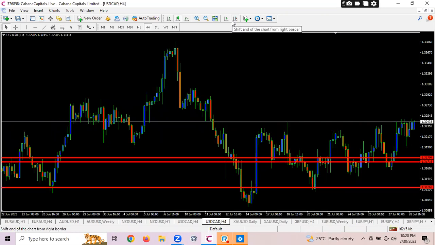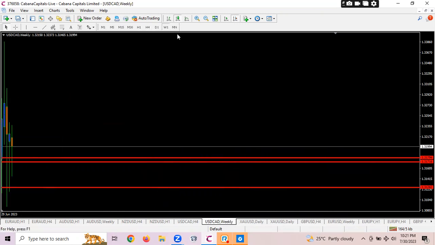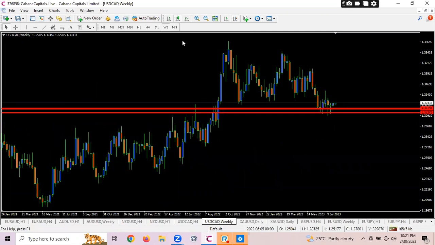USD CAD is negatively correlated with Australian dollar USD and New Zealand USD. So if we're looking for opportunities to buy on Australian dollar USD and New Zealand USD, we should look for a sell setup on USD CAD. So let's start with the weekly time frame. Okay, so see what we had last week. See that USD CAD has been in a range for some time.